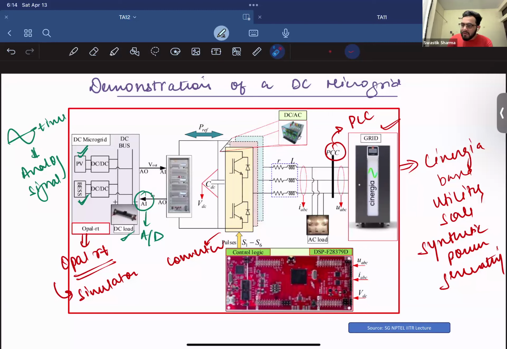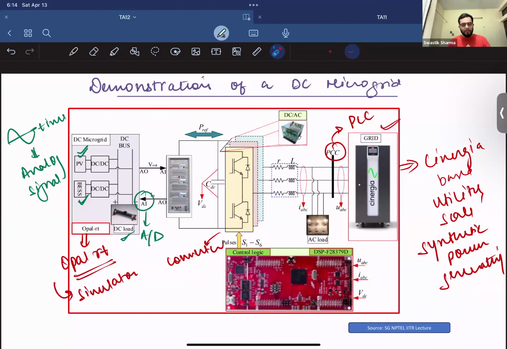Let's say that your utility goes into an outage, and your DC microgrid starts working in isolated mode, right? If that happens, then the DC microgrid should know that the AC microgrid is no more there, and proper energy management functions should kick in so that your DC microgrid could survive on its own. It won't require the help of your AC system.